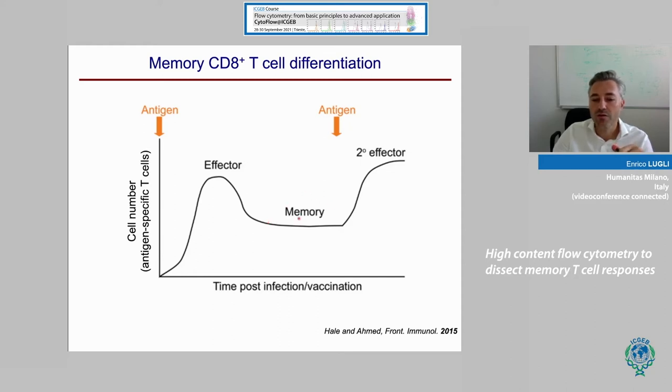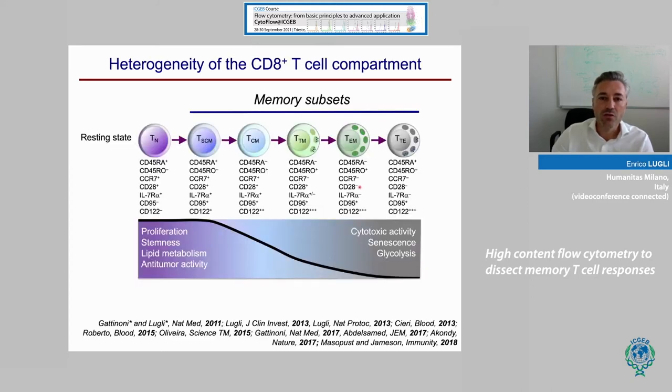And the good thing of the memory response is that these cells are sensitized to the antigen. So upon the secondary encounter, they're capable of giving rise to a more rapid and more potent response. That's why, for example, we get vaccinated: we need to be ready for the true encounter with the infection.